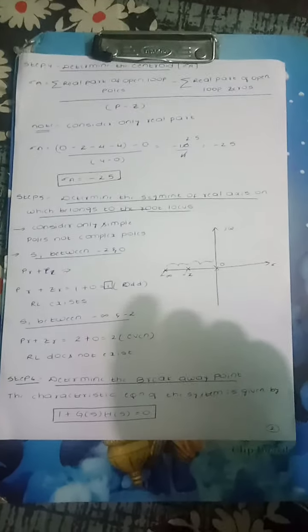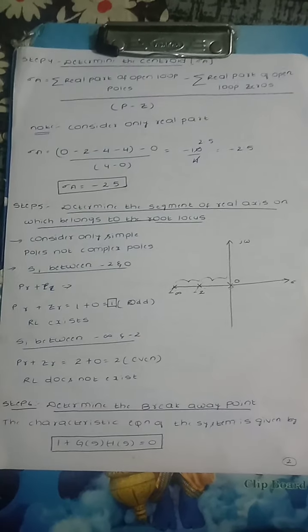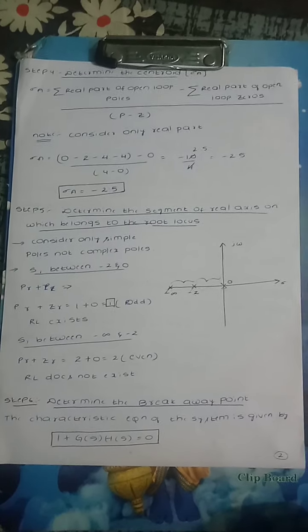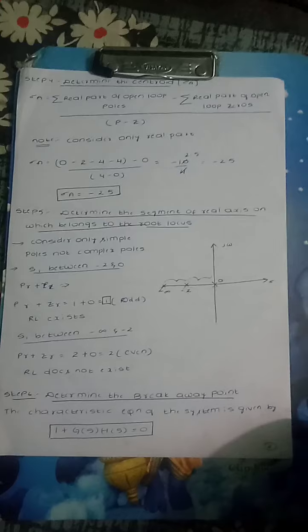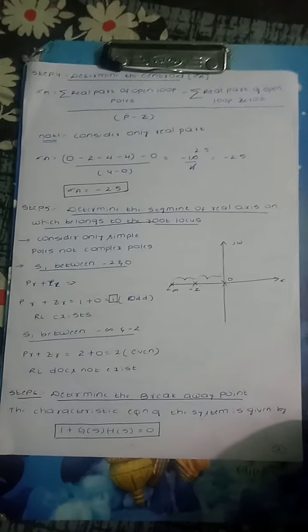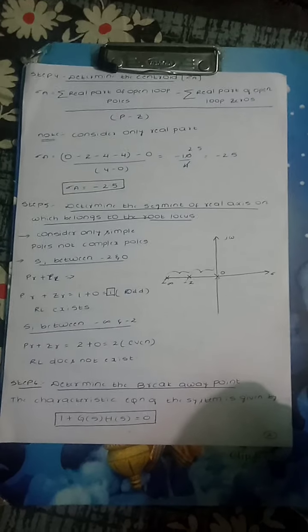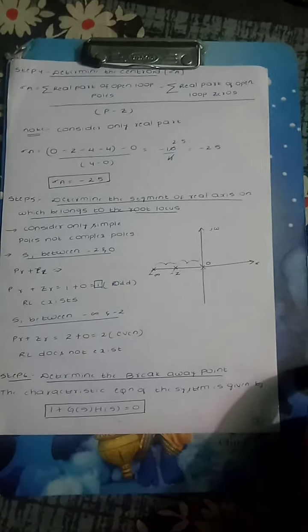Second, I will go to minus infinity and minus 2. Here you can see that the number of poles plus the number of zeros on the right side is 2: you have two poles, minus 2 and 0, so 2 plus number of zeros 0 gives 2. 2 is an even number, so the root locus does not exist. From this you come to know that the root locus exists between minus 2 and 0, so the valid breakaway point exists between minus 2 and 0.